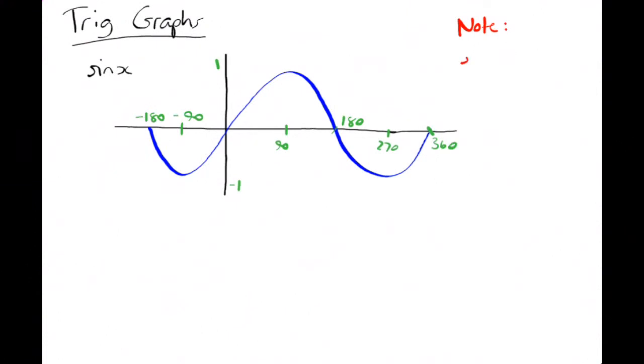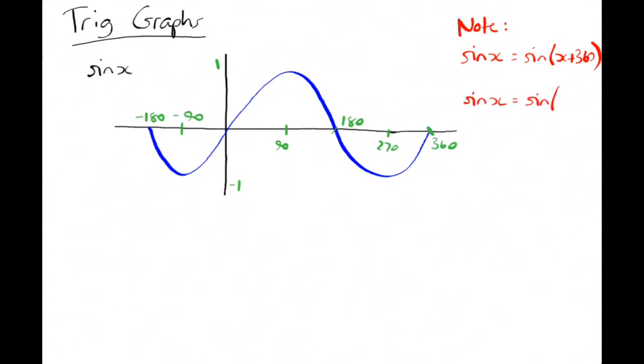A few things to note with the sine graph is that sine of x equals the same as sine of x plus 360. In other words, after every 360, everything repeats exactly. So if you've got one answer, you can add 360 on, you've got another answer.